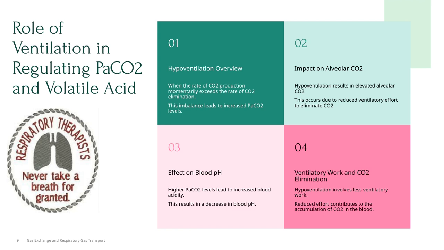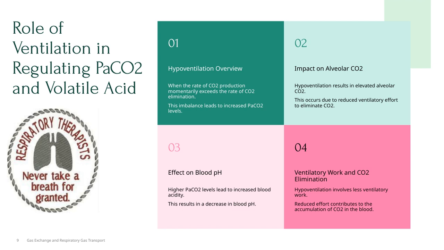Now, let's talk about the role of ventilation in regulating PaCO2 and volatile acids. Ventilation is our body's primary mechanism for removing CO2. When ventilation decreases, as in hypoventilation, the effort required to eliminate CO2 is reduced. This means less CO2 is expelled, and it accumulates in the blood.